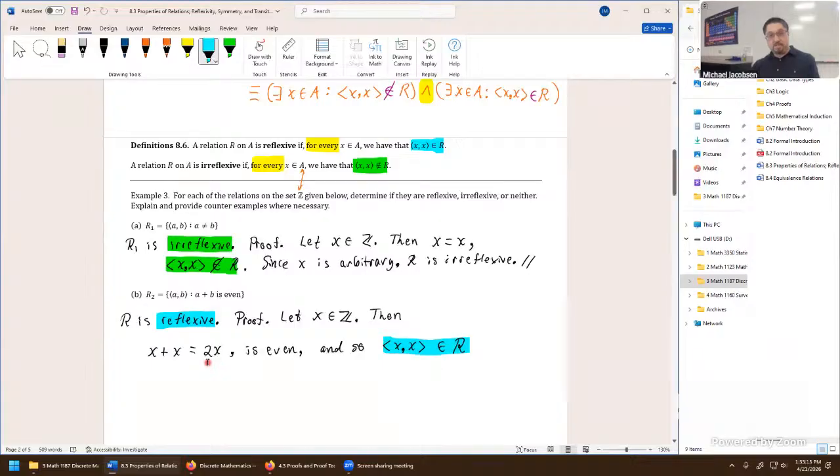And we essentially proved it by picking a generic X, adding it together, exhibiting the two to verify evenness. We can put here, since X is arbitrary, R is reflexive, but we knew it was arbitrary. That was our reason for just saying it be X, anything in Z. So we can end it here if you like and just say, this shows R is reflexive.